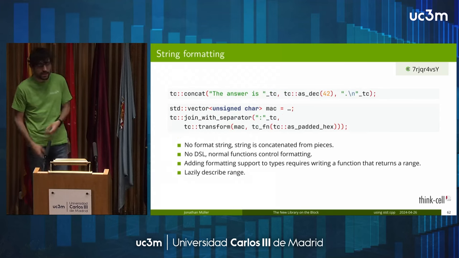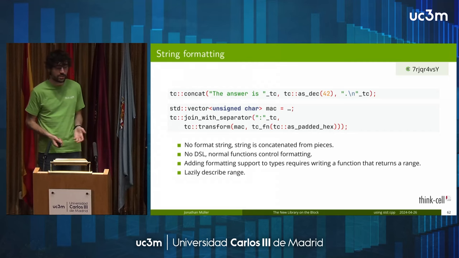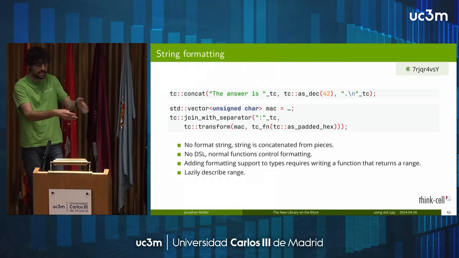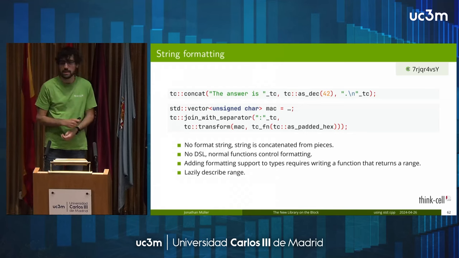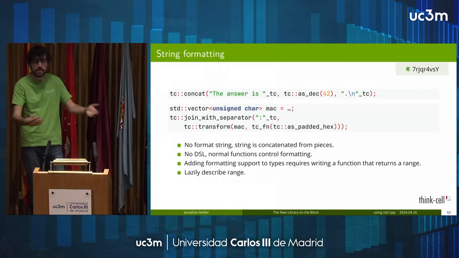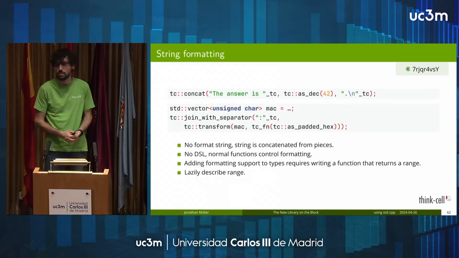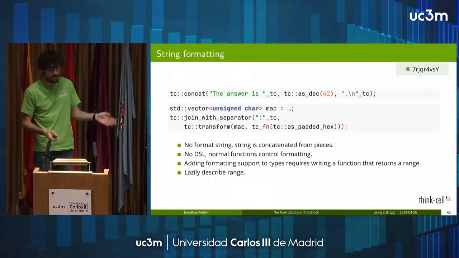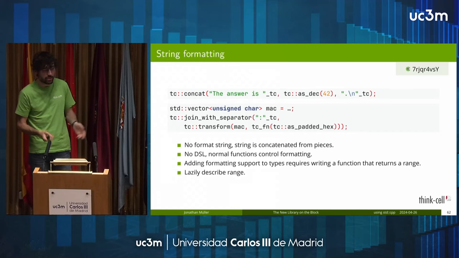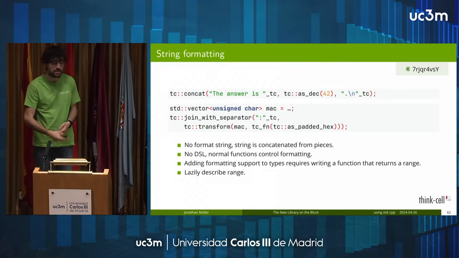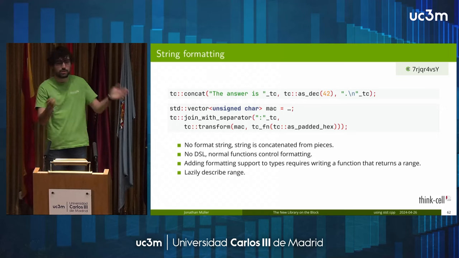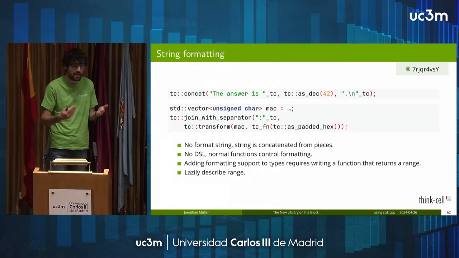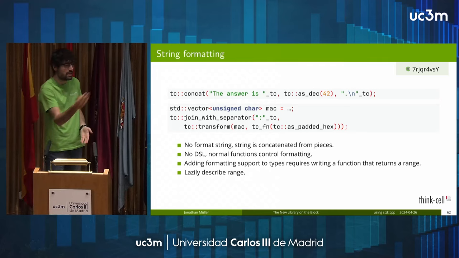We don't do that. Instead, we use our regular range algorithms. To concatenate strings, we use tc::concat. So we would say the answer is string literal, then we give sdec. sdec takes an integer and lazily returns a range of characters that is the decimal representation of that integer, and then we concatenate the other thing. And instead of the MAC address example with the DSL and whatnot, we transform each byte into a padded hexadecimal range and then join them together with a separator. And this lazily produces a range, which we can then pass to tc::append or whatever to do the thing.